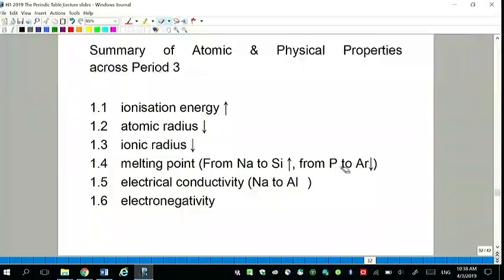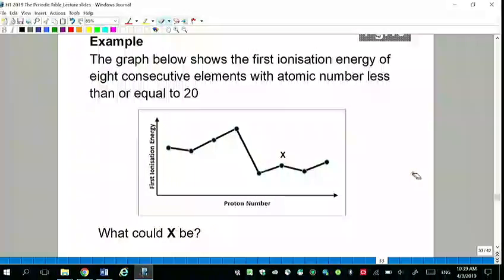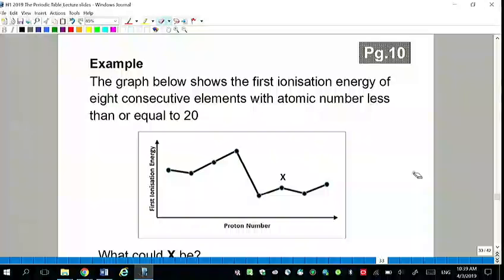The one with the larger Mr will have a higher melting point because it has a stronger id-id interaction between molecules. Electrical conductivity increases from sodium to aluminium. Silicon, special case, semiconductor. Then the rest of the simple molecules do not conduct electricity. Electronegativity, just remember that fluorine is the most electronegative atom. So that is why electronegativity increases across the period. All memorized already? With this, can you quickly solve the example questions on page 10?